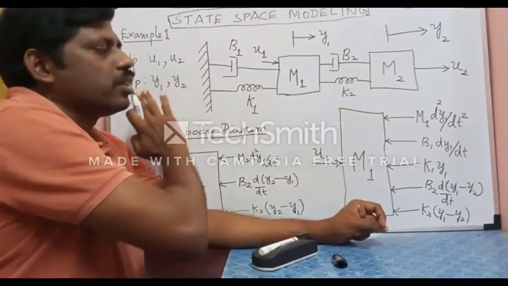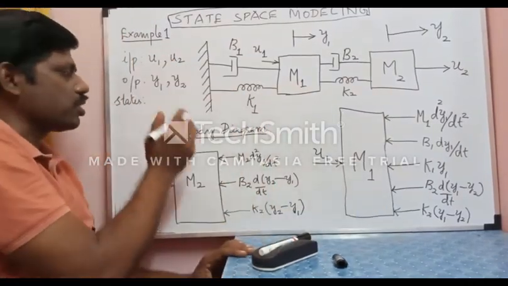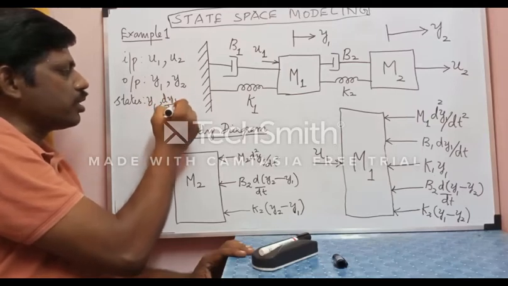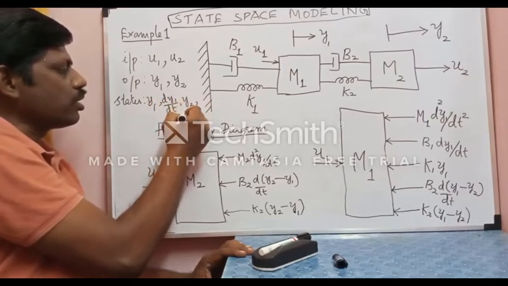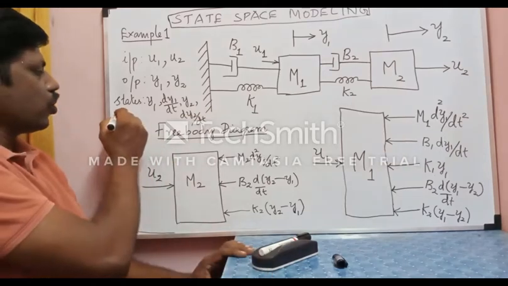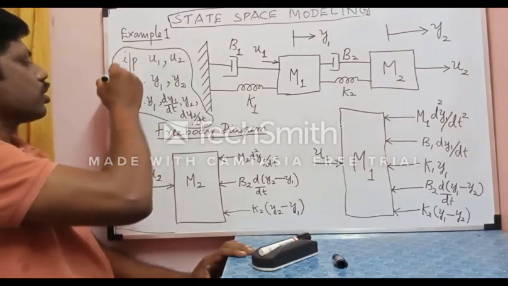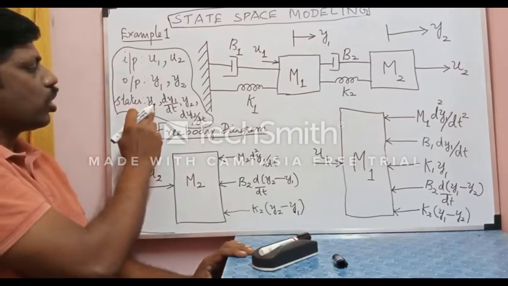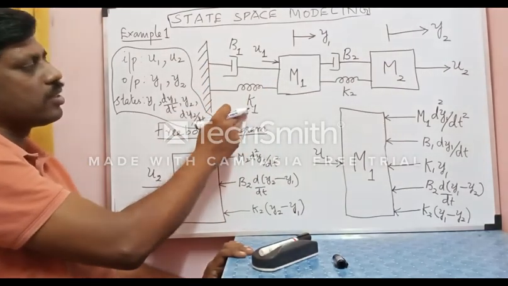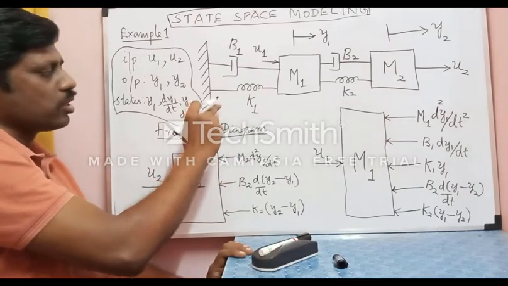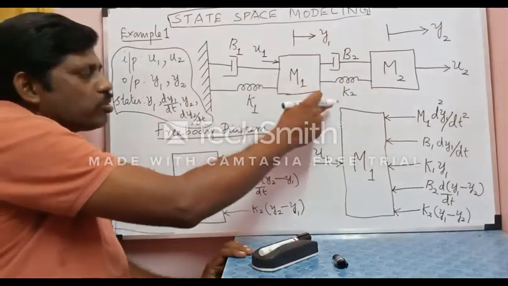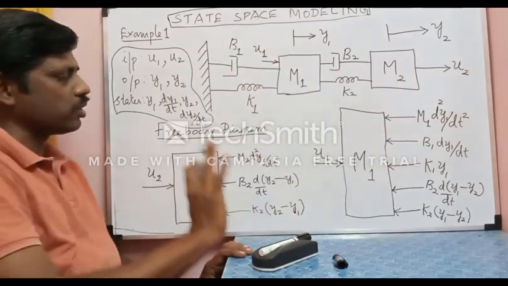Ultimately, the state variables associated with the system are y1, dy1 by dt, y2 and dy2 by dt. These are the four state variables associated with the system. Please note, since y1 is already associated with mass m1, you need not take y1 again as a state variable corresponding to k1, and similarly, since y2 is already associated with m2, you do not take y2 as a state variable corresponding to k2. So ultimately there are four state variables.